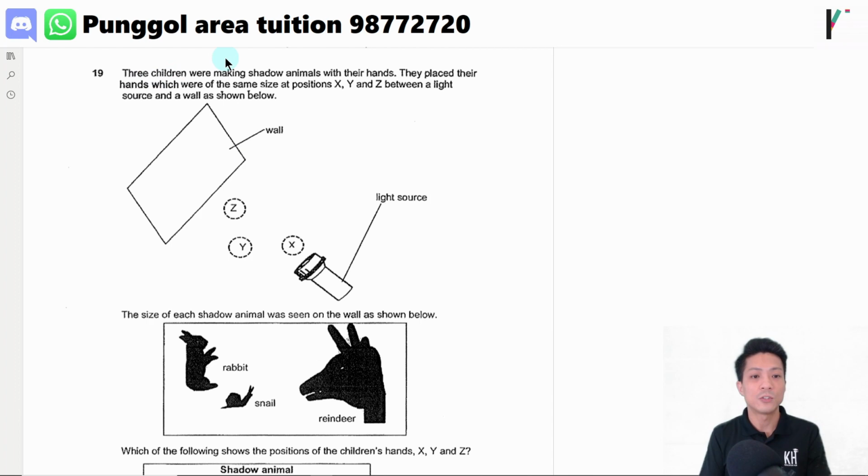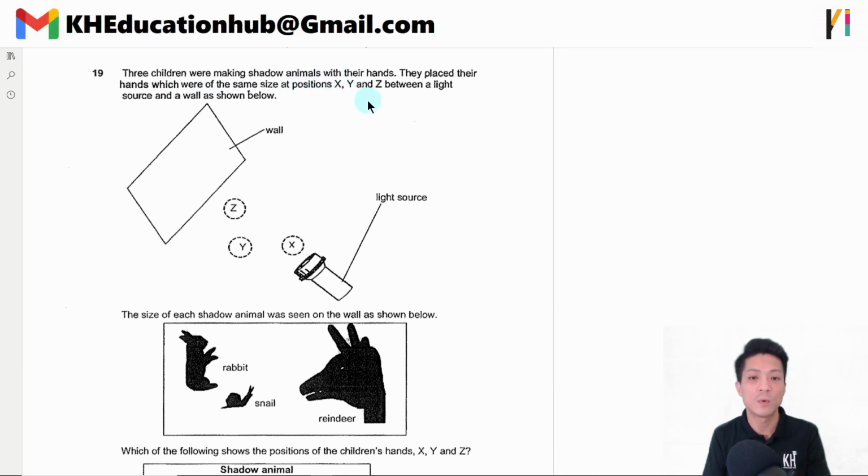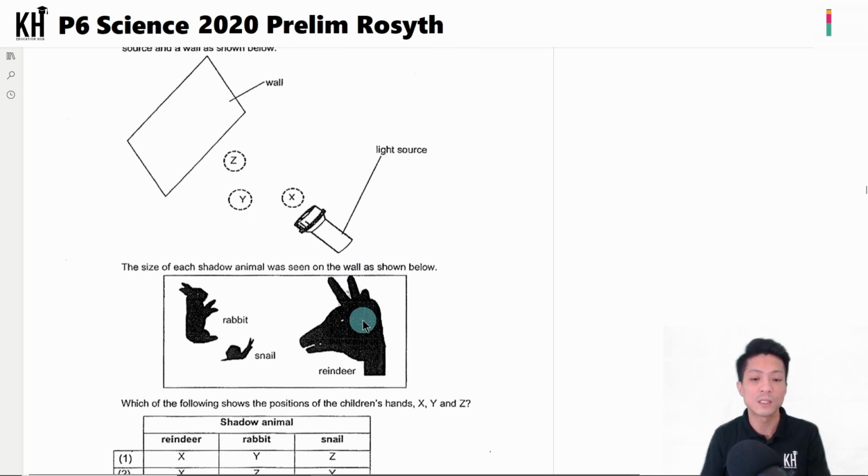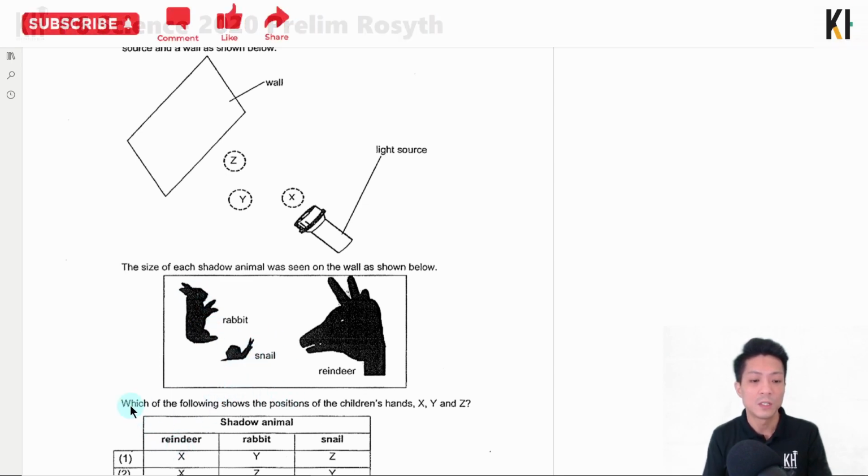Question 19. Three children were making shadow animals with their hands. They placed their hands, which were of the same size, at positions X, Y, and Z between a light source and the wall as shown below. The size of each shadow animal seen on the wall is shown below. The reindeer is the biggest, the rabbit is the medium size, and the snail is the smallest. Which of the following shows the positions of the children's hands X, Y, and Z?